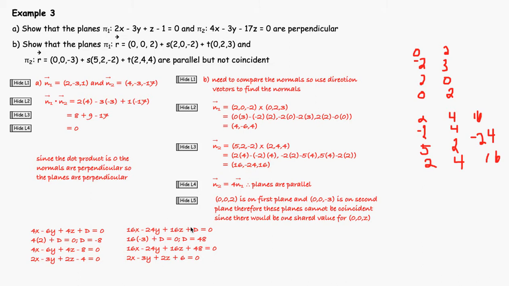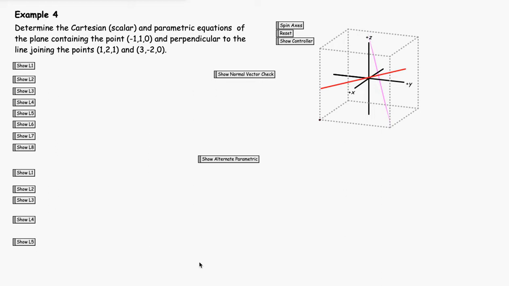Cartesian equation number 2, plugging in the normal: 16x minus 24y plus 16z plus d is 0. Again, x and y are both 0, so I'm just going to get 16 times negative 3 plus d is 0. d is 48. Plugging back in, 16x minus 24y plus 16z plus 48 is 0. Now we're going to divide by 8. I'll get 2x minus 3y plus 2z plus 6 is equal to 0. And then when you compare those 2 Cartesian equations now, you can see they differ by a constant, so they're definitely parallel and non-coincident. All right, end of example 3, now on to example 4.